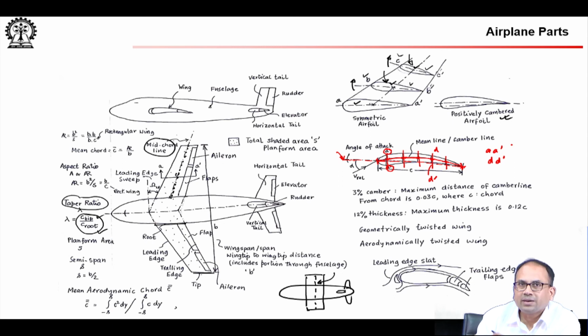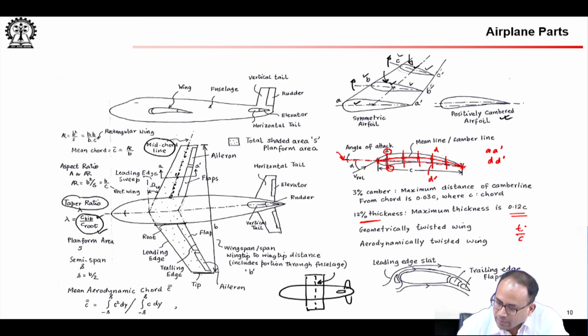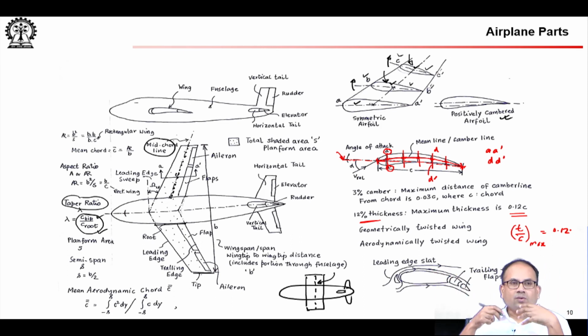Sometimes we say this is a 10% thick airfoil. In this case, it is a 12% thick airfoil. It means that the maximum thickness is 0.12 times the chord, or thickness by chord maximum. Now, chord is fixed, so it essentially means T max by C is equal to 0.12. So, that is a 12% thick airfoil. So, when you go and purchase the airfoil, you have to mention what is the camber, what is the thickness, etc., because these things will control the characteristics, like the CD, CL curves.